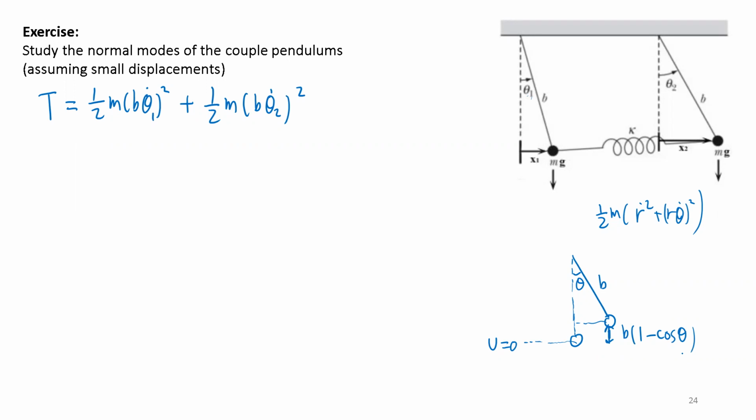Right, so this is the height that we want. So therefore, the potential energy would be mgb times (1 minus cosine theta 1) plus mgb times (1 minus cosine theta 2). Right, so that's the gravitational part. Okay, so now the one that we need to be a bit careful with is the part for the elastic potential energy.